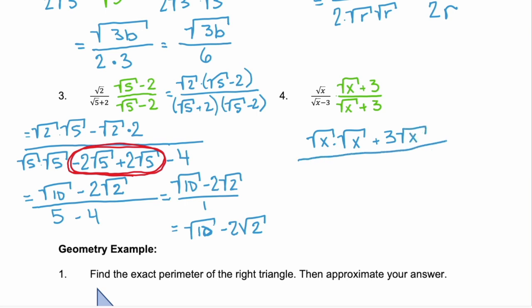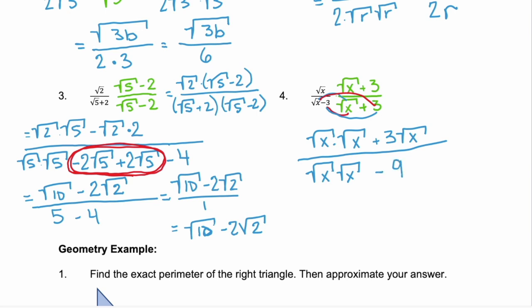And then our denominator, we know what's going to happen with those middle terms. So we really just have to multiply the first two terms, square root of x times square root of x. We know that the outer is going to be plus 3 square root of x, and the inner is going to be minus 3 square root of x, so they cancel. So we just need to multiply the last, which is minus 9.